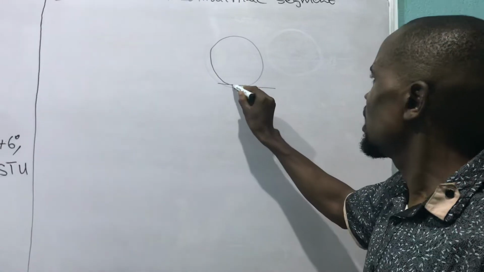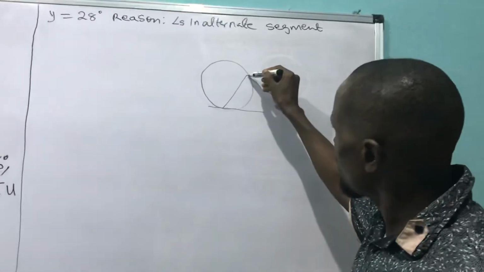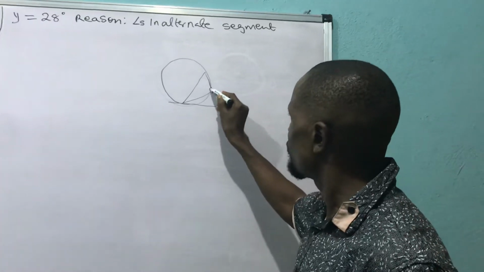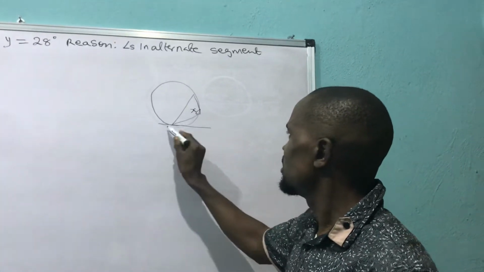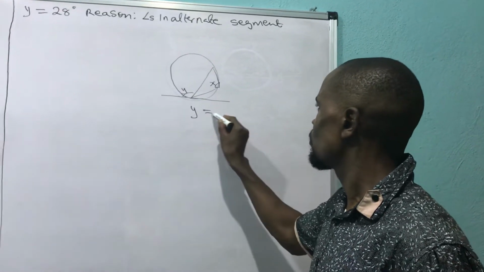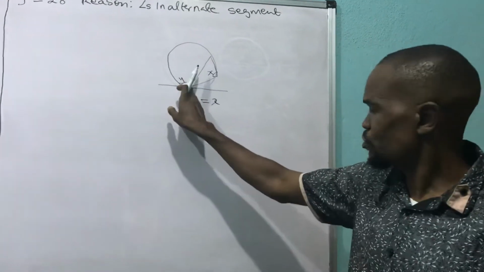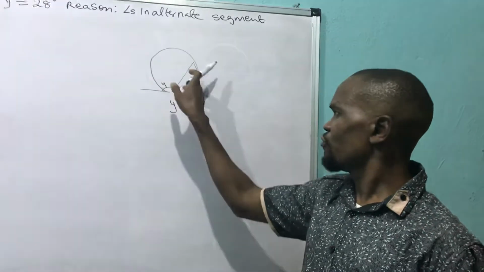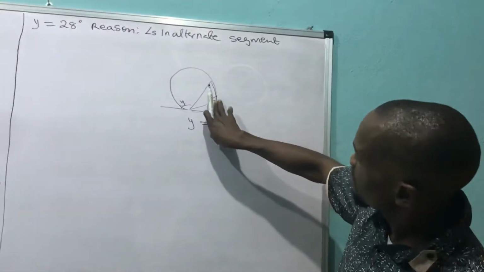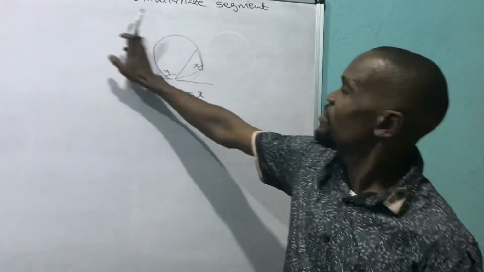and this is a tangent, and I draw a line here. The angle which this chord forms here, let's say x, this x is equal to this y, meaning y is equal to x. That means the angle which the chord forms in the alternate segment. Look at the segments. This is a minor segment, this is a major segment.